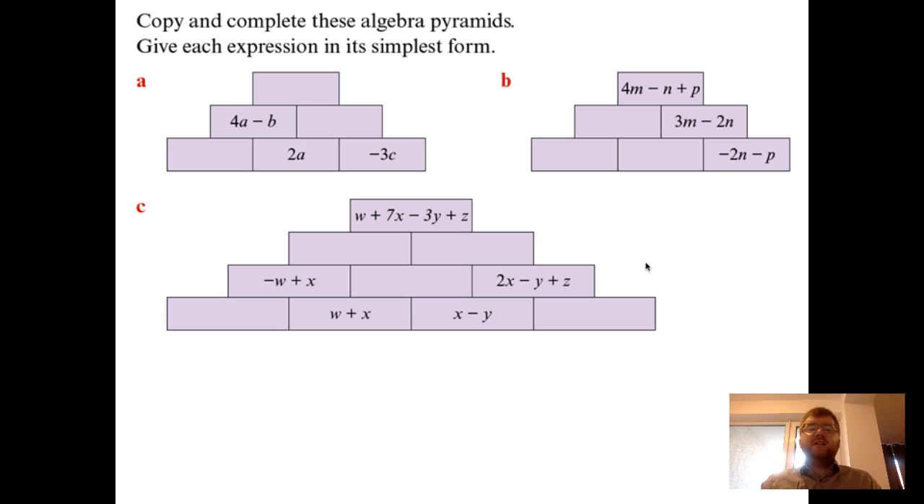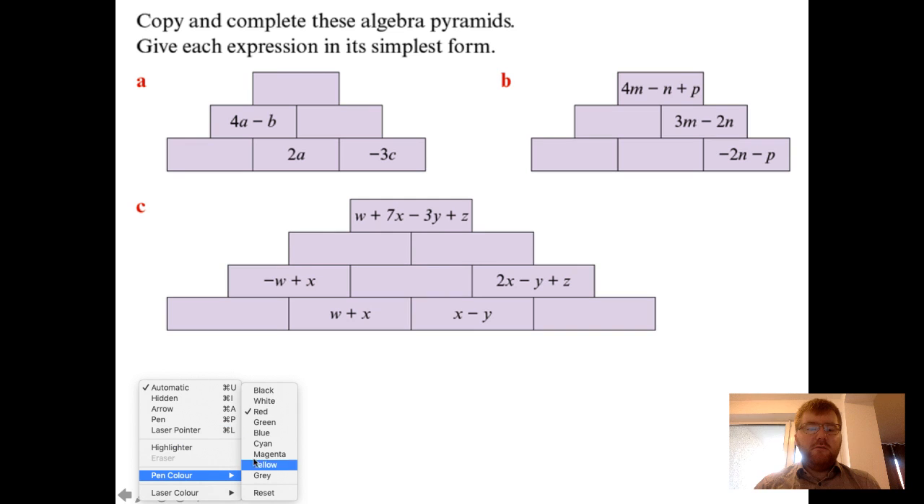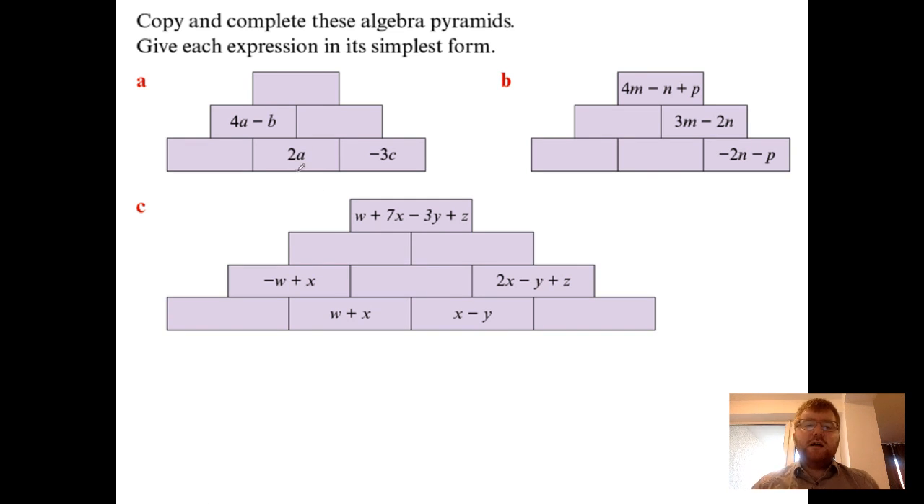So here we are. If you'd like a challenge to do, this is called an algebra pyramid. This is an extra task you can do, and you need to give each expression in its simplest form, and these are essentially building blocks. So let me give you an example of what's going on. So if we take 2a and minus 3c, then if we add those together, we get the next block above. So this becomes 2a minus 3c. If we work backwards, we have to take away.